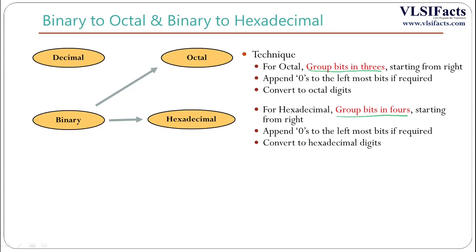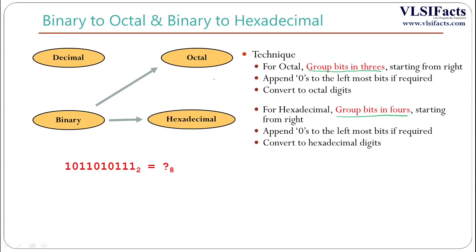Let us discuss examples from both types. First one is a binary to octal conversion. Here the binary number is 1011010111. Now we will convert this particular binary number to its equivalent octal number.